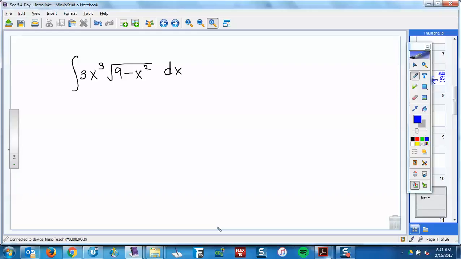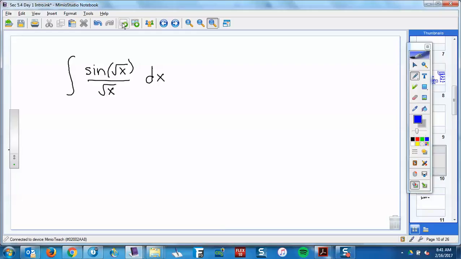Let's do this one right here. This was number 8, I think, in your book. It wasn't assigned. Let's talk about this one. Now, so that's your basic u substitution. I tell you what, before we do this one, are there some in your homework that you just really wanted to see?